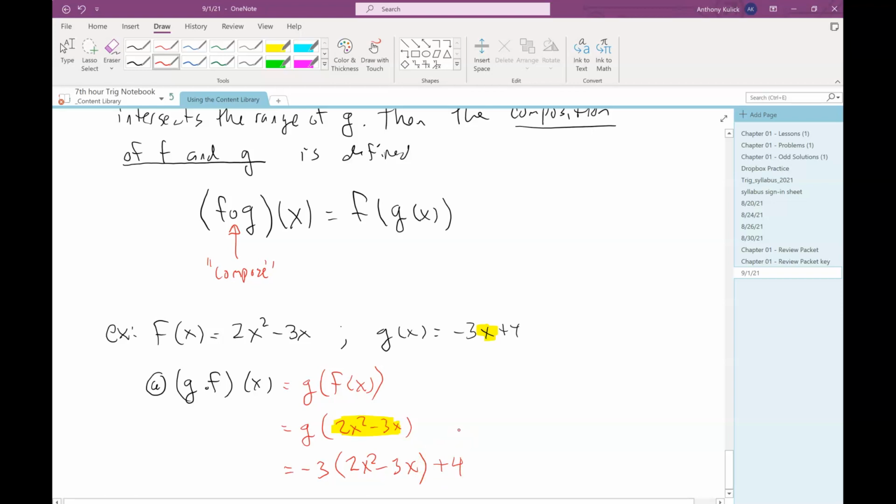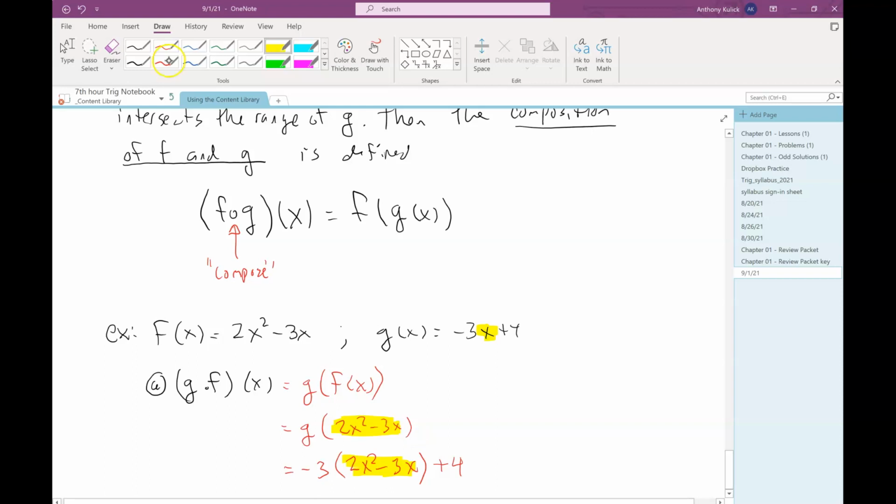So the highlighted portion, is that basically representing the x? That's what we're plugging in and replacing the x. Yep, exactly right. That's what we got.